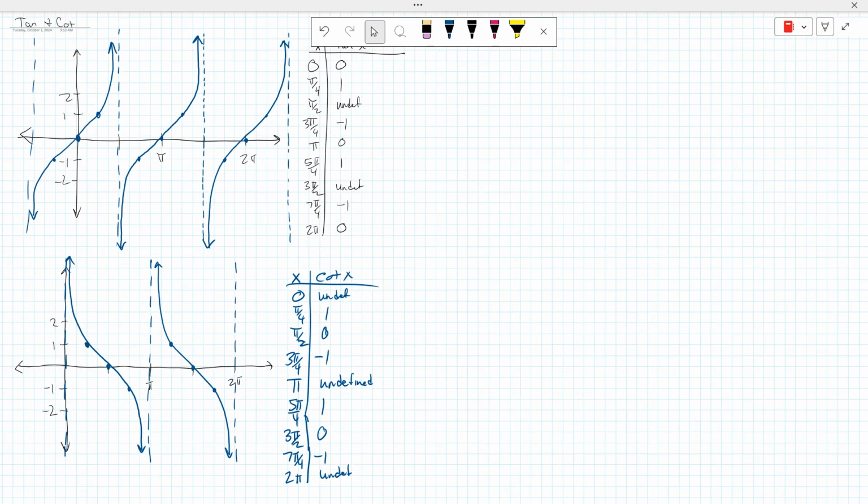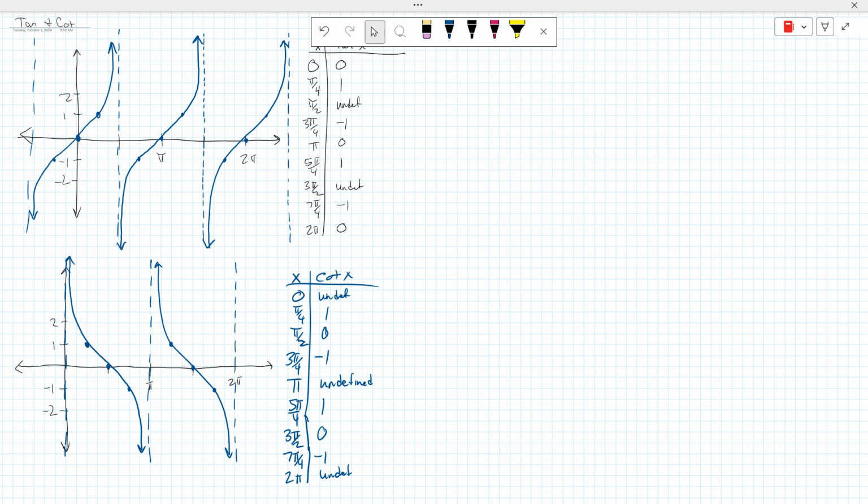Okay, so looking at these, what's one similarity between tangent and cotangent? They have the same style of curve, yeah? Okay, I'll take that. What's another similarity? They both have asymptotes.